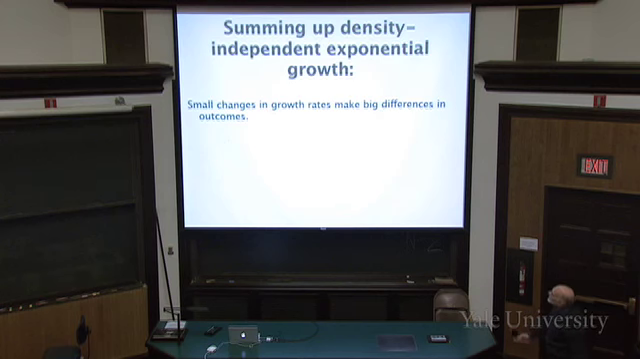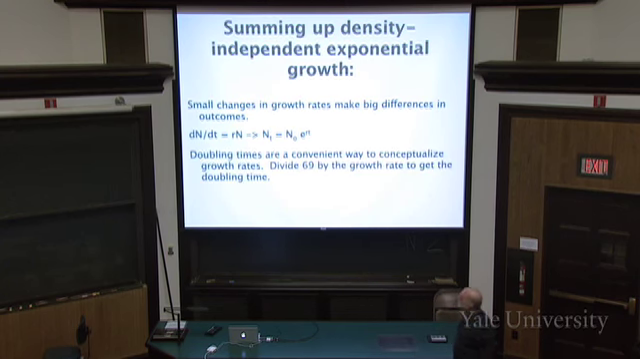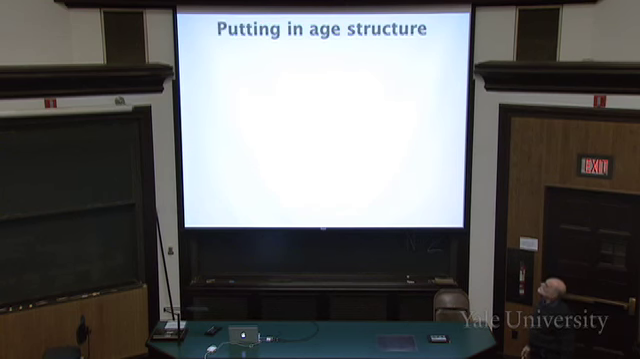So, a small change in growth rate will make a big difference in the outcome. Remember how to integrate this differential equation. It's pretty straightforward. Doubling times are a very convenient way to conceptualize growth rates. So you can divide 69 by the growth rate in percent to get the doubling time for any process.